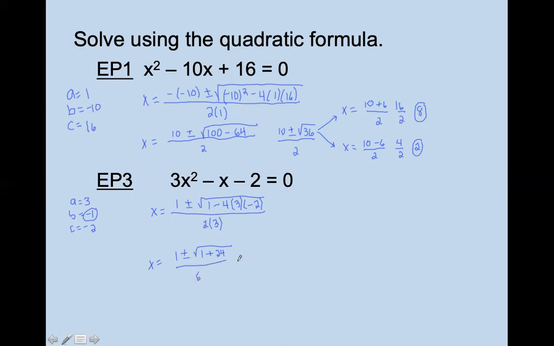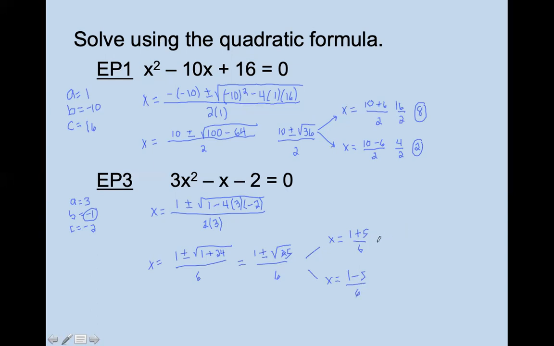All right, so I'm going to keep going. I get 1 plus or minus, 1 plus 24 is 25. All right, hopefully you're already seeing where this is going. All right, square root of 25 is 5. So my two x values are going to be 1 plus 5, right? Square root of 25 is 5. 1 plus 5 divided by 6. And my other one is x equals 1 minus 5 divided by 6.